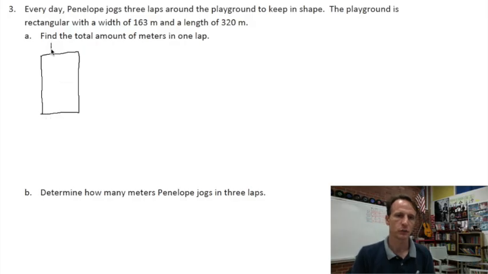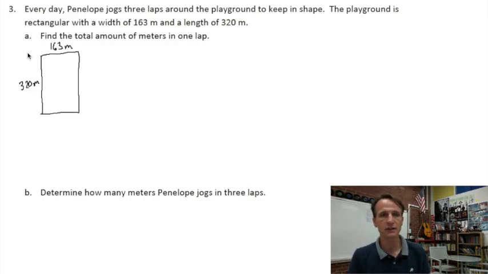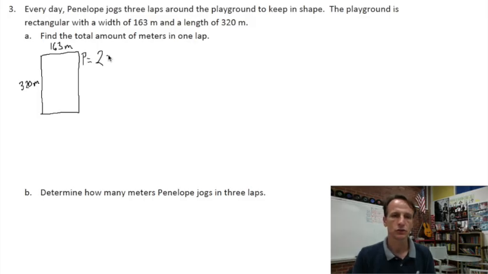So this side is 163 meters, and this side is 320 meters. And so the total amount of meters in one lap, what are we talking about there? Yeah, it's perimeter. It's going around the edge, measuring around the edge, securing the perimeter. So we know that our perimeter formula is, well, I'll write P equals 2 times the length plus the width.